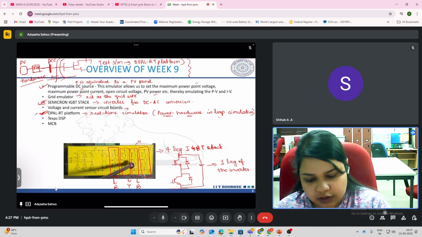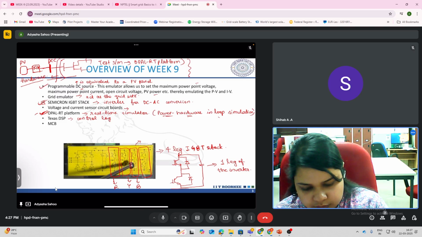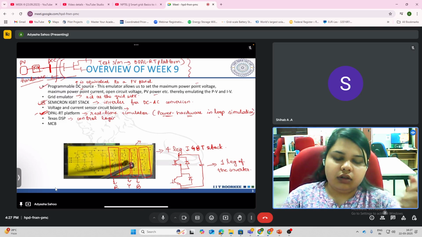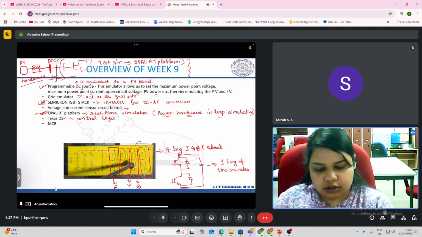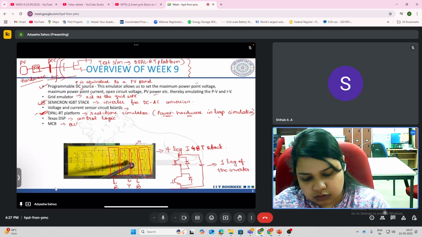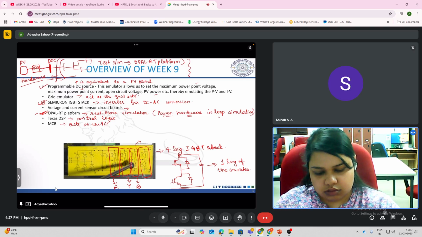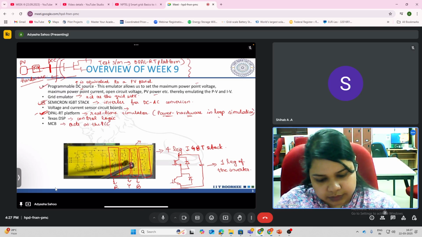Now next we have Texas, again the company, and the Texas DSP board, where we implement the control logic. Whatever control logic is coded is in these DSP boards. And then you have an MCB, which will act as the PCC. Now with these components, we'll see the circuit.